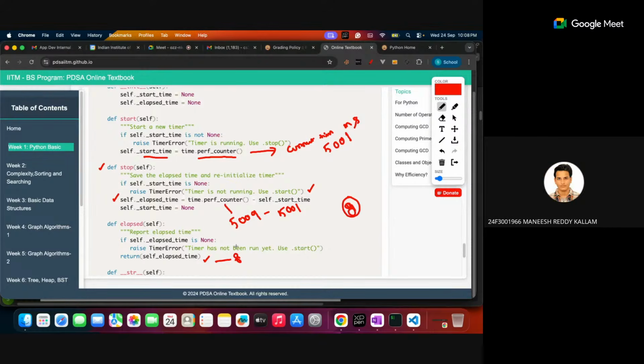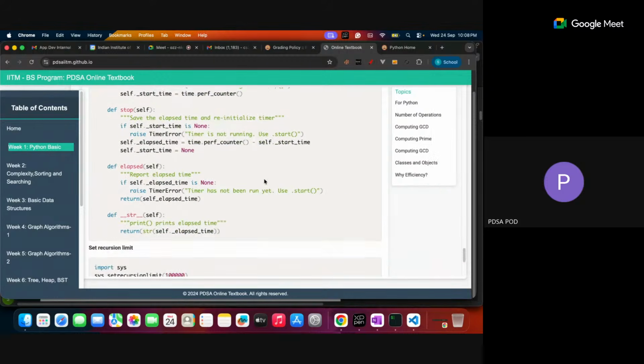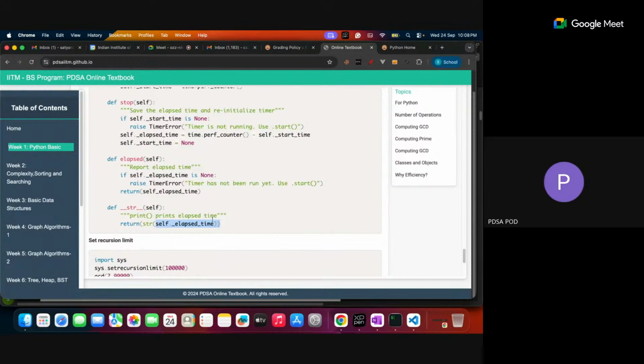Yes, sir. If the timer is not started, it will suggest you to start. If the timer is started, you can do stop. If the timer is not started, it will give an error. If the timer is not started, how can you stop it? If the timer is started, before stopping, it will take the current time and the earlier time, pick up the difference and put it as elapsed time. This is okay because it's an overloaded one which returns how much the elapsed time is. We don't worry about it.